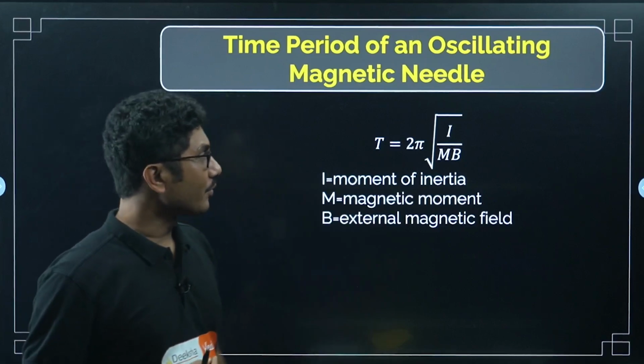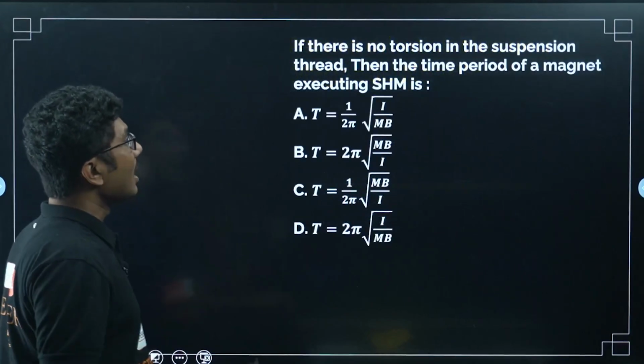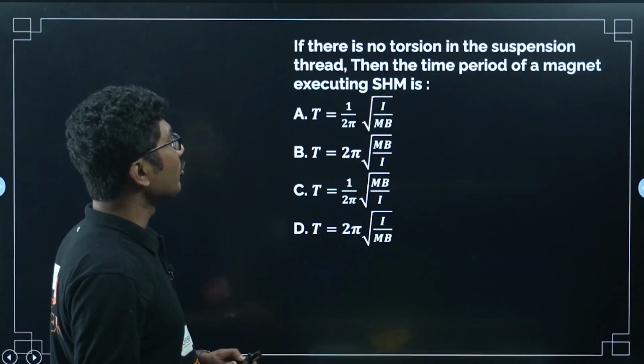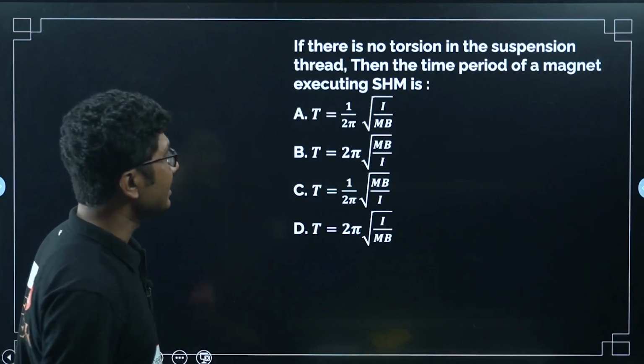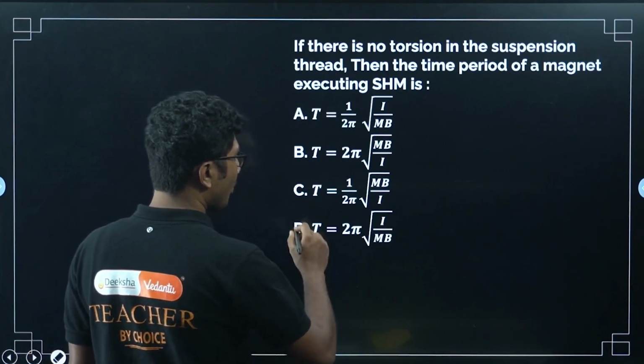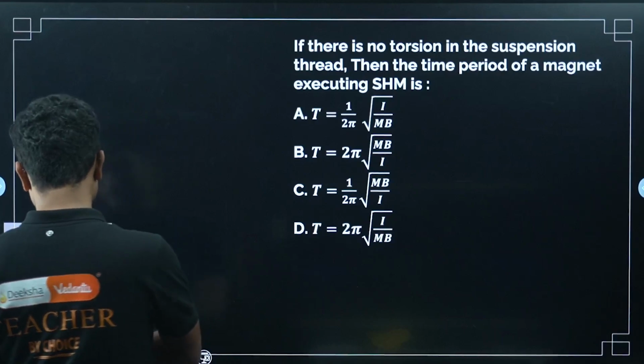So let's look into one question that came in a previous year. If there is no torsion in the suspension thread, then the time period of a magnet executing SHM is, obviously as you have seen, 2 pi square root of I by mB. So the correct answer is 2 pi square root of I by mB.